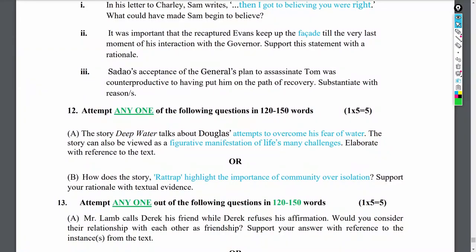तो अभी देखते हैं लास्ट क्वेश्चन इधर का. Salaus accepts tense of the general plan to assassinate Tom was counterproductive to having put him on the path of recovery. Substantiate with reason or reasons. तो ये जो स्टेटमेंट है, समरी बेस्ड है. सो आपको क्या करना होगा, आपको जिस्ट, आपको थीम, ये सारे आपको याद करके ये आंसर लिखना पड़ेगा.